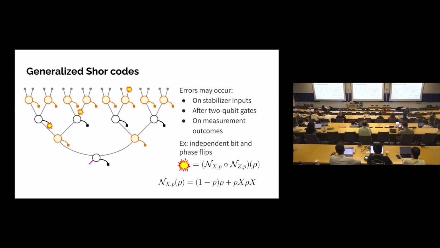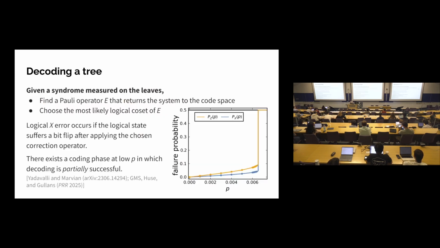read out the syndrome. An example of an error channel that we'll consider, particularly appropriate since we're studying CSS codes, is to think about independent bit and phase flips, where basically each of these locations is composing a bit flip channel with a phase flip channel at some rate p. And later in the talk, I'll describe some other noise channels that we are also considering.